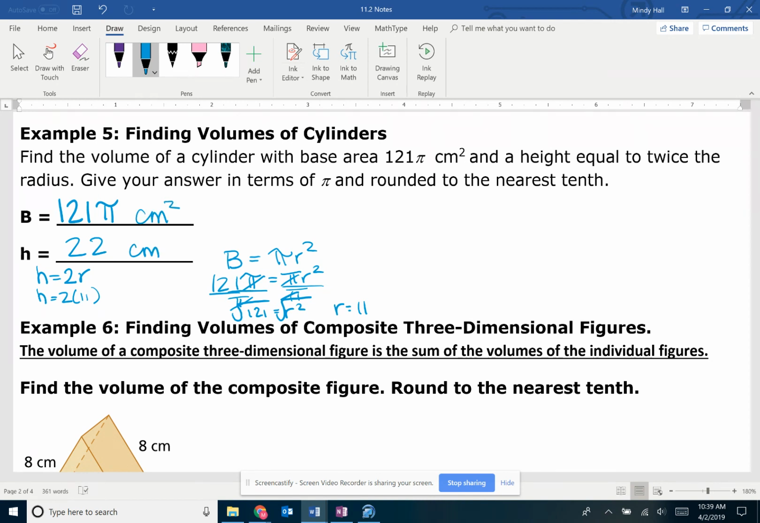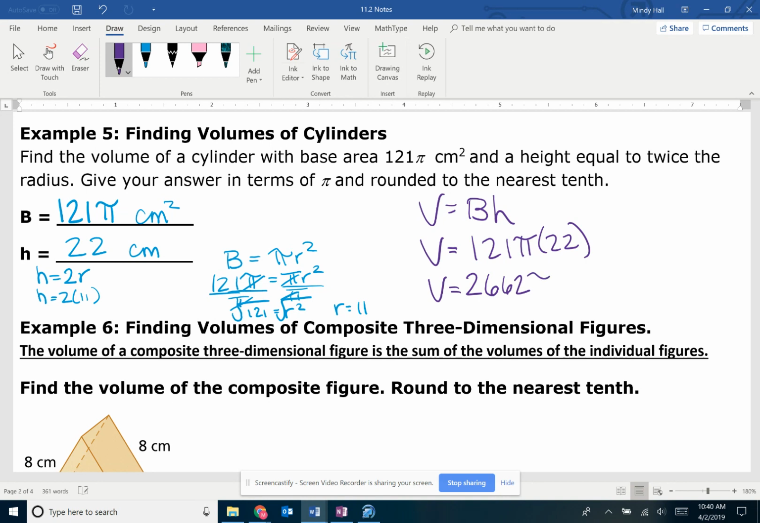So if I want to find the volume of this, I'm going to have volume equals base area times height. So that is 121 pi times 22. And that gives you volume is 2,662 pi. Or, remember, this is in terms of tenths, that times pi is 8,362.91. And so the 1 tells you to just keep the 9. And this is centimeters cubed.